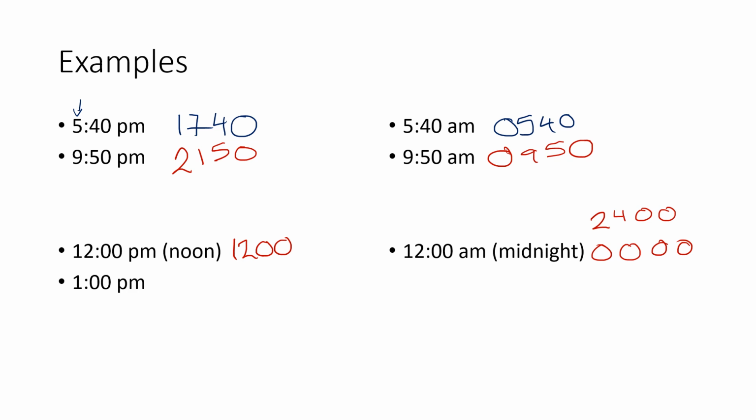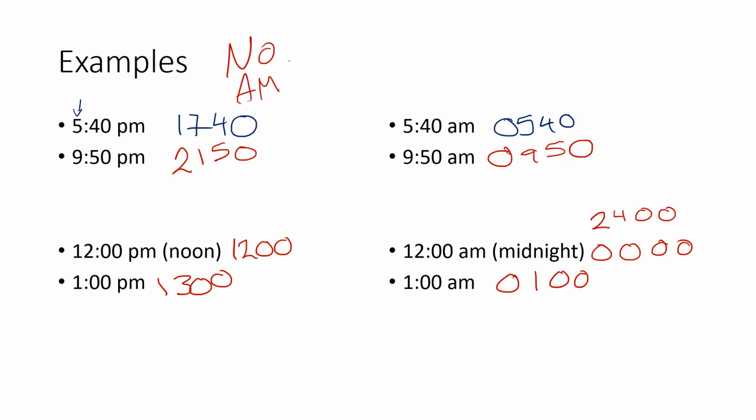So then what would 1 p.m. be? Well, once we hit 1 p.m., we start adding 12 to our hours, so 1 p.m. is 1300. 1 a.m. would be 0100. And so on and so forth. So again, at p.m., after noon, we're going to add 12 to our hour. And you see here, there's no a.m. or p.m. in 24-hour time.